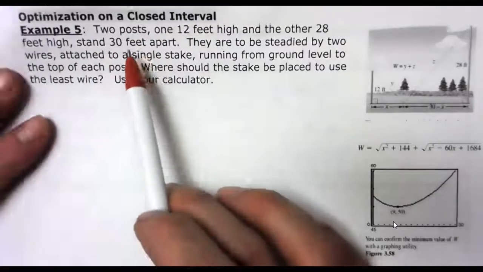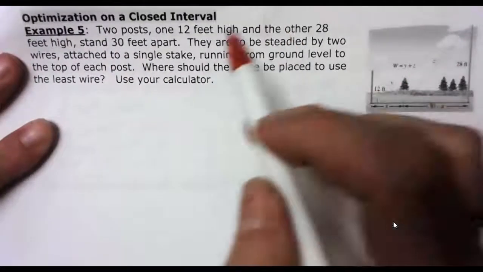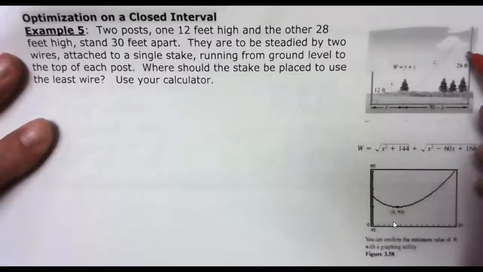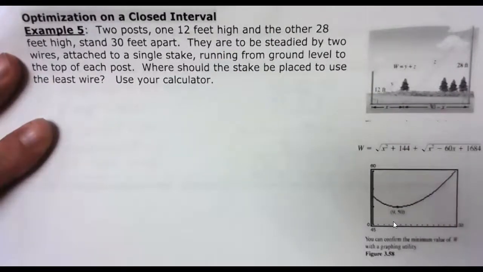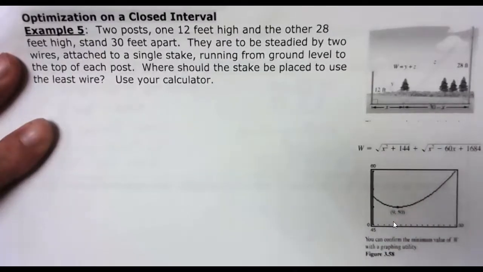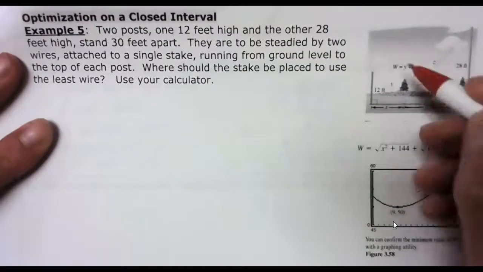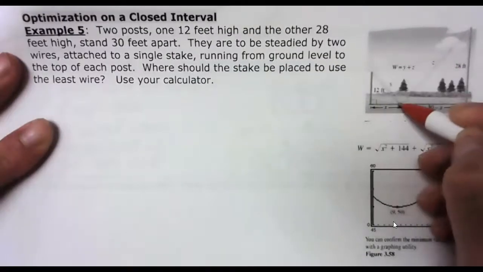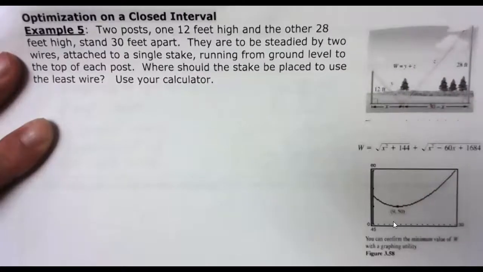Alright, so we have two posts located on the sides. One is 12 feet high and the other is 28 feet high. They stand 30 feet apart. They are to be steadied by two wires attached to a single stake. So here's wire 1, here's wire 2. Running from ground level to the top of each post, where should the stake be placed to use the least amount of wire?